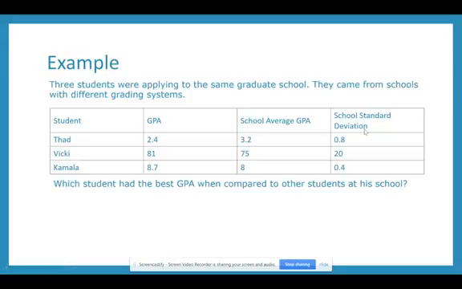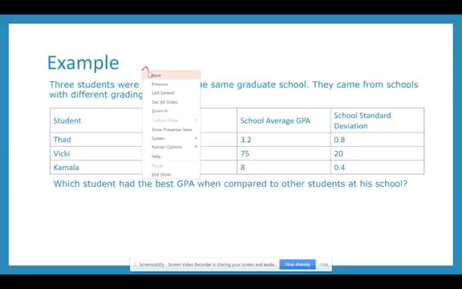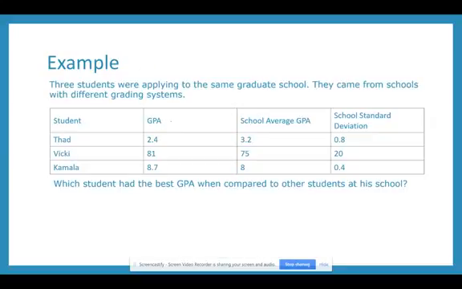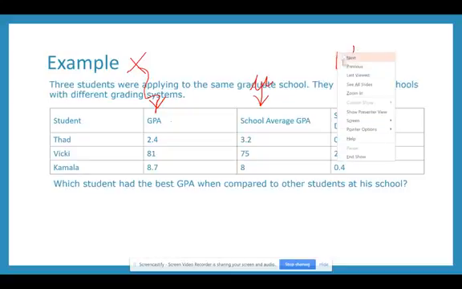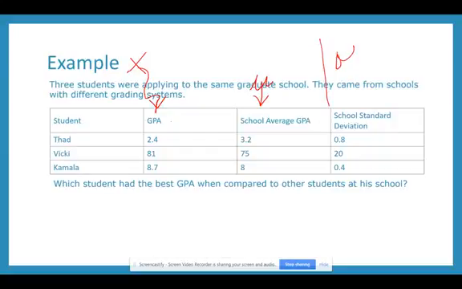If you think about this in terms of which one is X, which one is the mean, and which one is the standard deviation: the GPA is your X. The school average is your mean. And the standard deviation, which is sigma, is the other value.